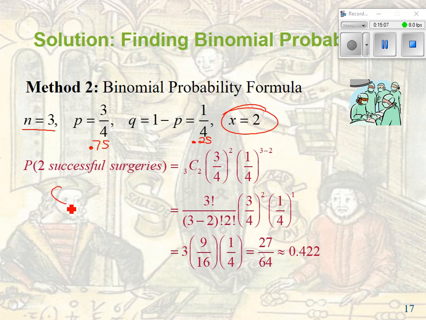So you've got C, 3 goes out front, you want 2 successful, times your P, which is 0.75, raised to the X power. X, what we want this time, is 2, times your Q, which is 0.25, raised to the N minus X power, which is 3 minus 2. I would probably do this if you're using the formula. 99.9% of the time you can do that in your head. What's 3 minus 2?